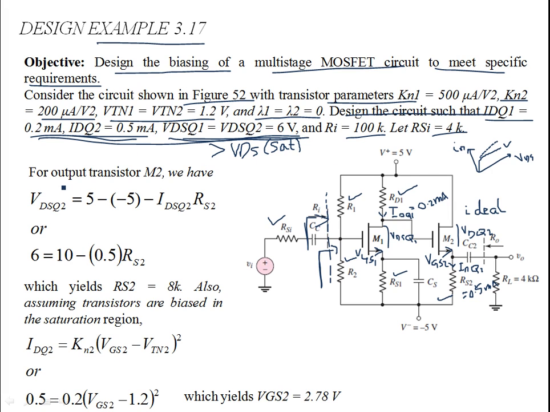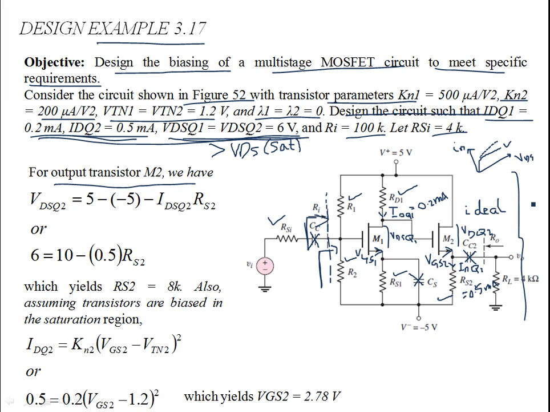Okay, so to start with, for the output transistor M2, let's consider this M2. If I consider this output loop, forget about this part of the load. This is open. We are not going to consider this part. This is open. This is open. This is open. So we are left with only this circuit. Just consider this circuit.